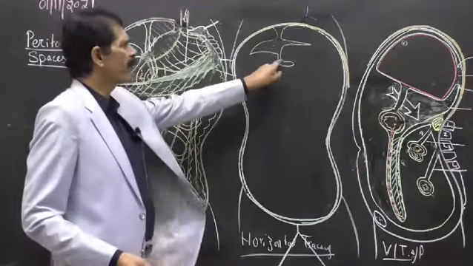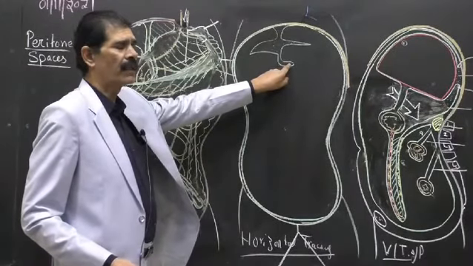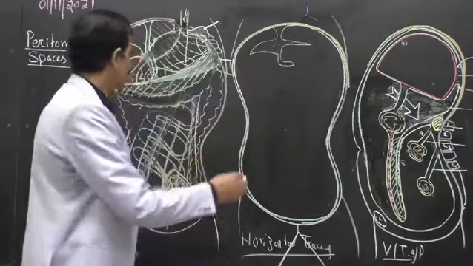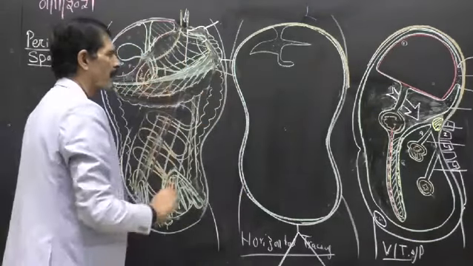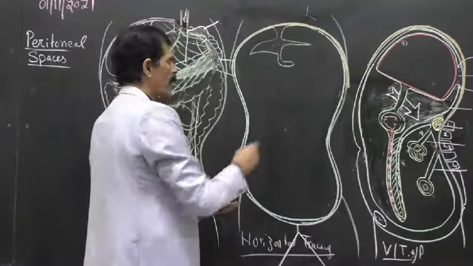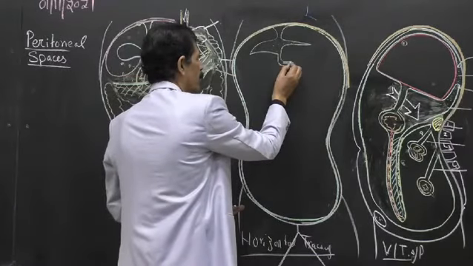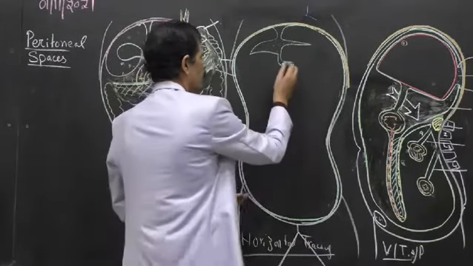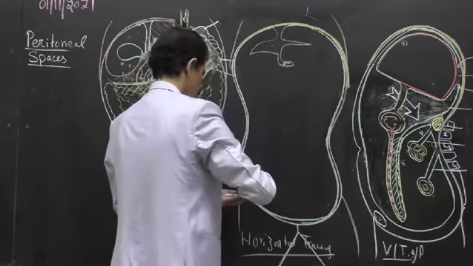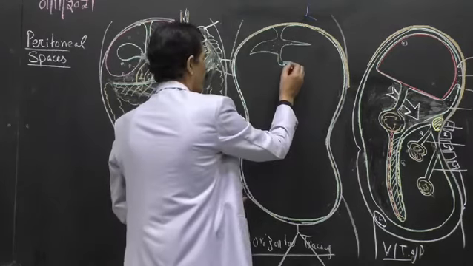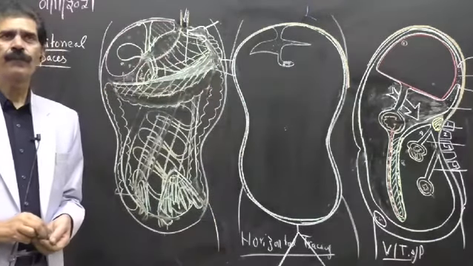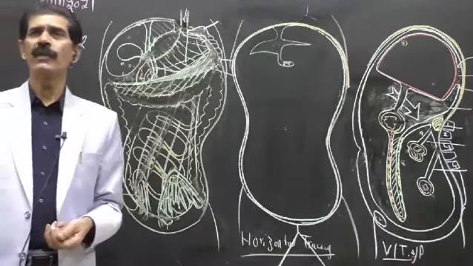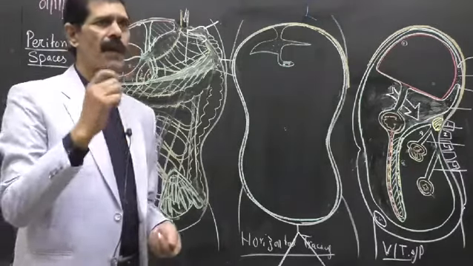This represents the porta hepatis, from where we have cut. The porta hepatis contains the portal triad: portal vein, common bile duct on the right side, and hepatic artery proper on the left side. So this is the diagram. Now the second thing we have to remove is the movable organ we have fixed, the stomach.